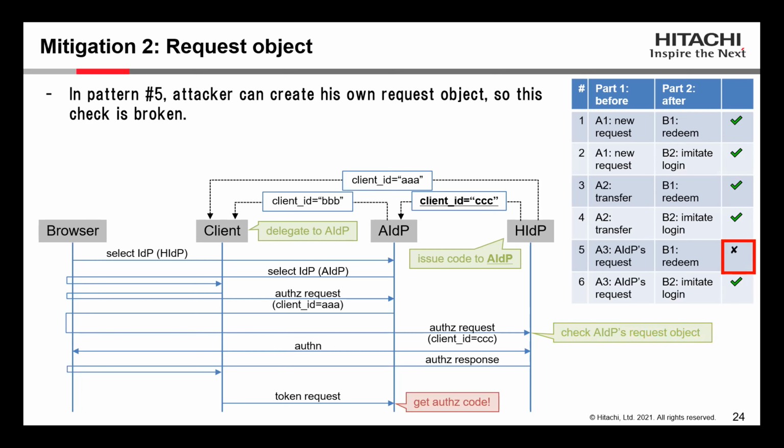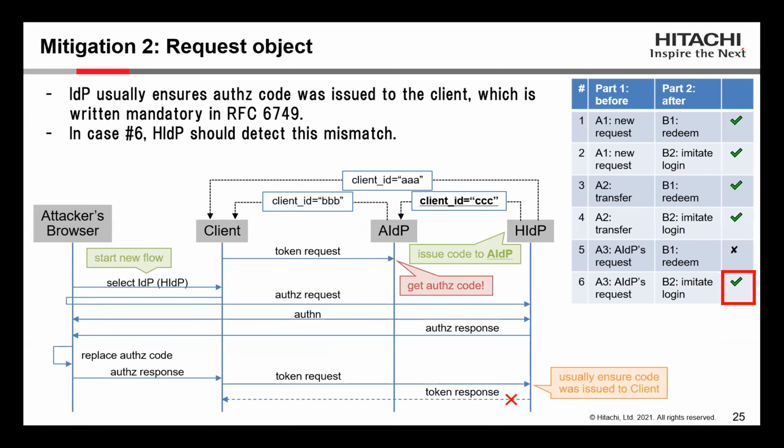However, if the attacker creates his own request object like pattern 5, HIDP cannot detect the attack. This is because the attacker can set HIDP to AUD claim at this timing and sign with AIDP's secret key. HIDP judges the request object is AIDP's honest request object. So HIDP cannot detect the attack. In pattern 6, the same as mitigation 1, this is not so related to this mitigation. HIDP can detect the mismatch of the authorization code's client and the requesting client.